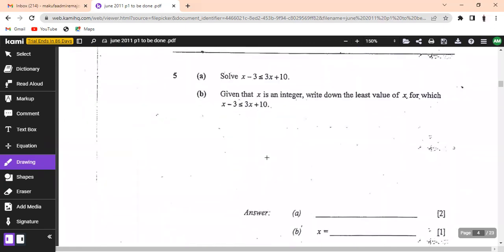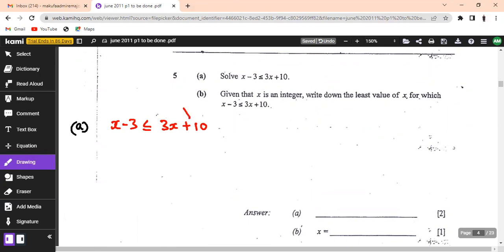Solve the inequality on question 5A. This one is just a direct inequality, guys. Let us just quickly solve our inequality. It's a matter of collecting like terms: x minus 3 is less than or equal to 3x plus 10. So we just collect like terms and avoid working with negative values. Yes, you can do it otherwise, but just avoid working with negative values.